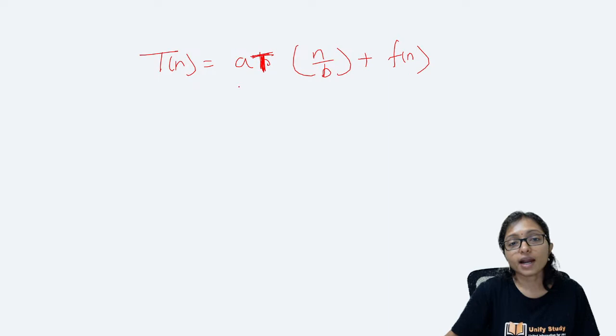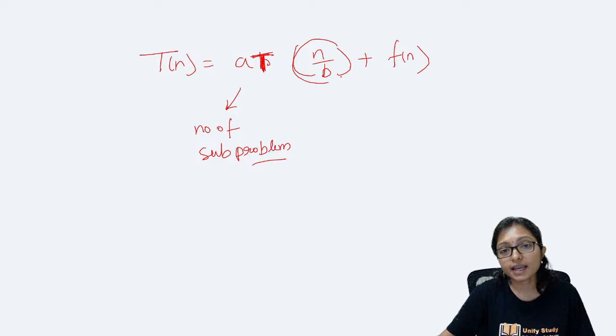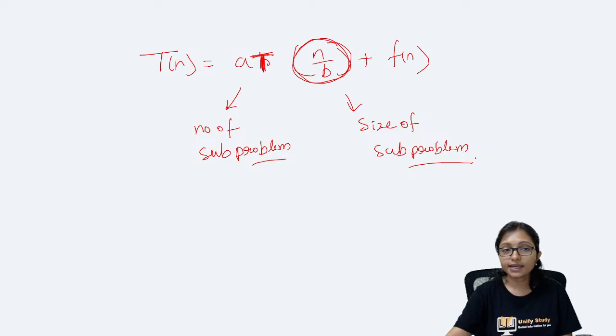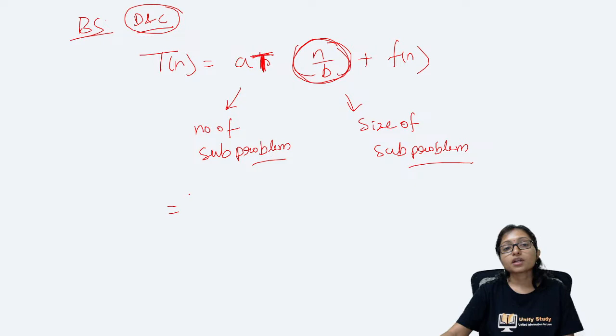So what is this a? This a is the number of sub problems. And what is this n/b? This n/b is the size of the sub problem. Okay, number of sub problems and size of the sub problem. Binary search is the divide and conquer method. So tell me, how many sub problems are we working on at a time in binary search? What is the value of a?